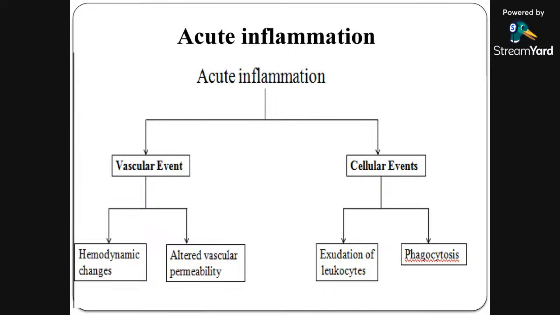Major events of acute inflammation include vascular events and cellular events. Vascular events are further divided into two categories: hemodynamic changes and altered vascular permeability. Cellular events include exudation of leukocytes and phagocytosis.